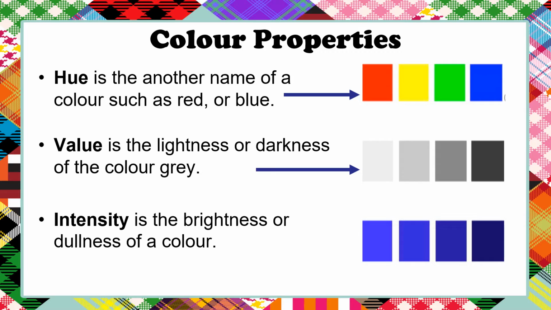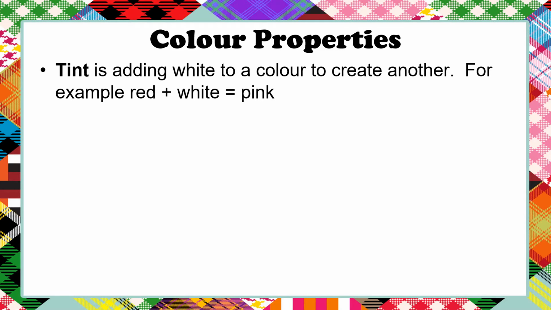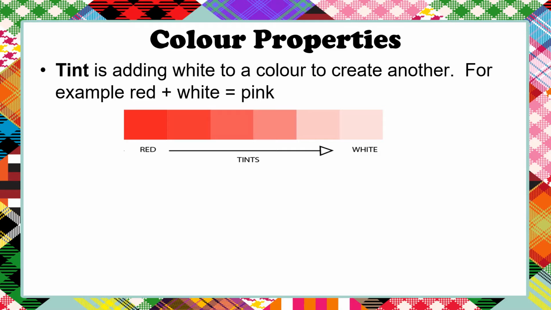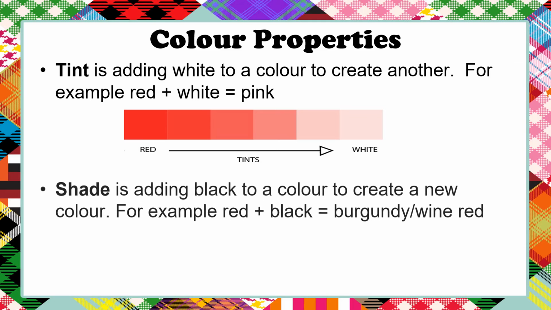The next property, intensity, is the brightness or dullness of a color. When you observe the blue, to the right is a brighter shade and to the left is the duller shade. Another property, tint. Tint is adding white to a color to create another color. For example, red added to white gives you pink.